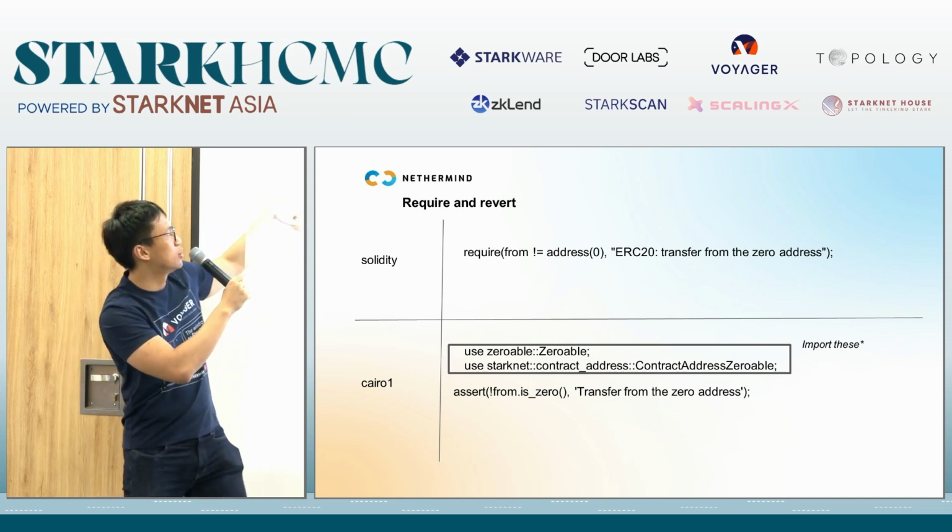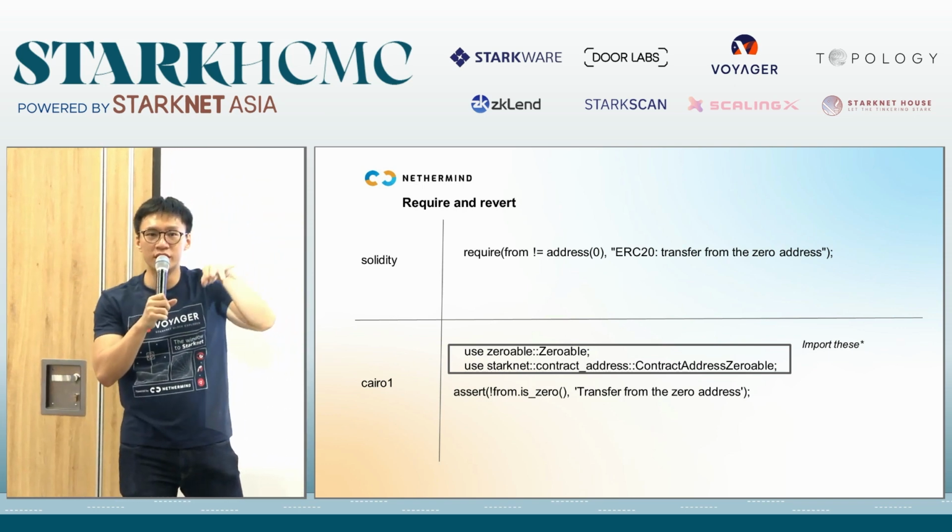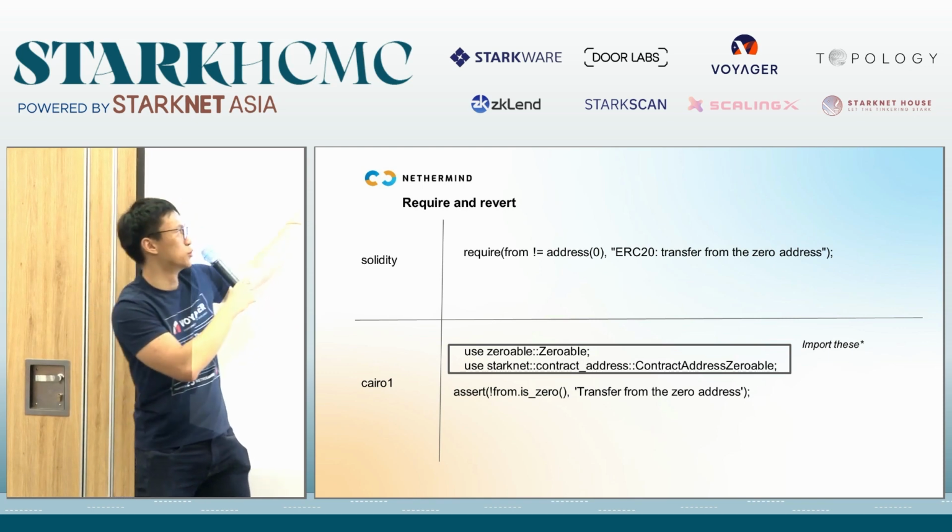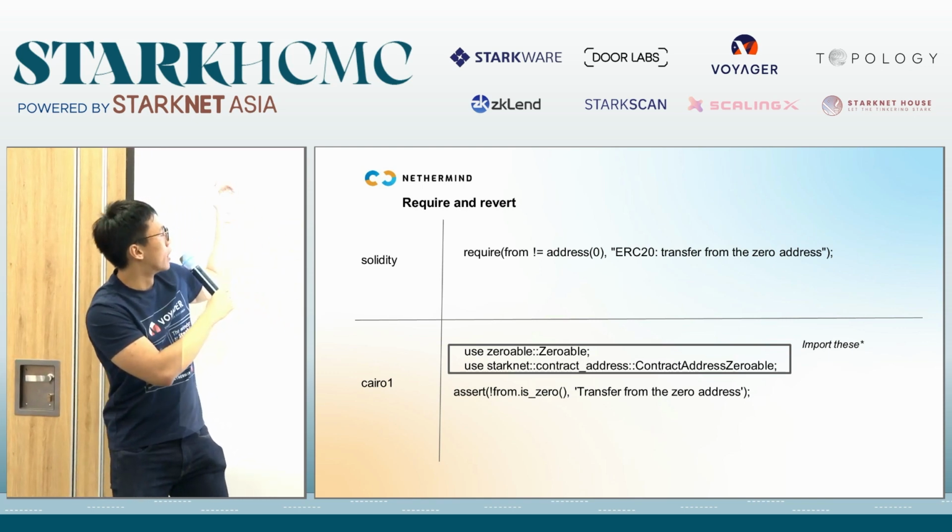In Solidity, you either use the revert keyword with a custom error, or you use require. And in Cairo 1, you use assert.